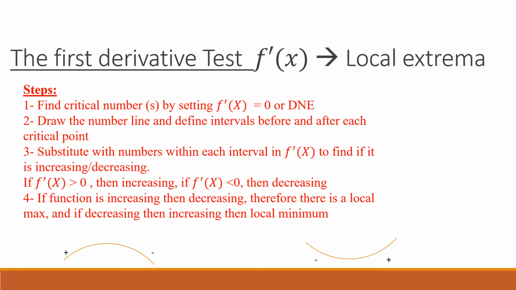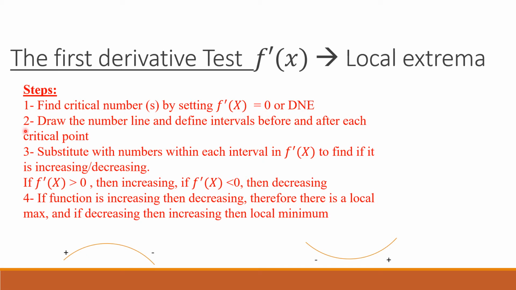Okay, so what are the steps that we can do to find increasing or decreasing function and then find local extrema? If you remember, local extrema means local max, local minimum. So the steps are, first step, I need to find the critical number or numbers, because they might be more than one, by setting the derivative to 0 or does not exist. Do you remember the rule of finding critical numbers? So first derivative equals 0 or does not exist.